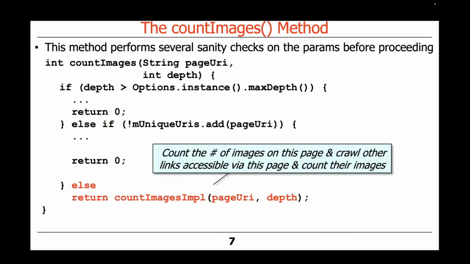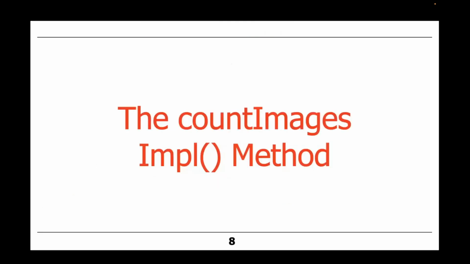At this point, we're now going to call another helper method called countImagesImpl that will count the number of images on this page, as well as crawl any other links that are accessible via this page and count their images as well. So let's go take a look at the countImagesImpl method.